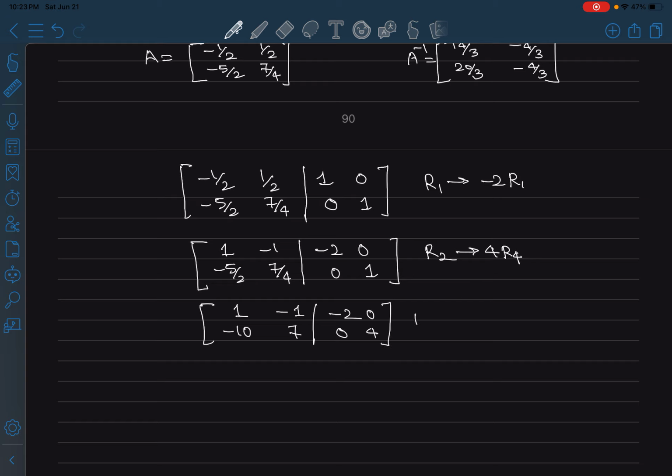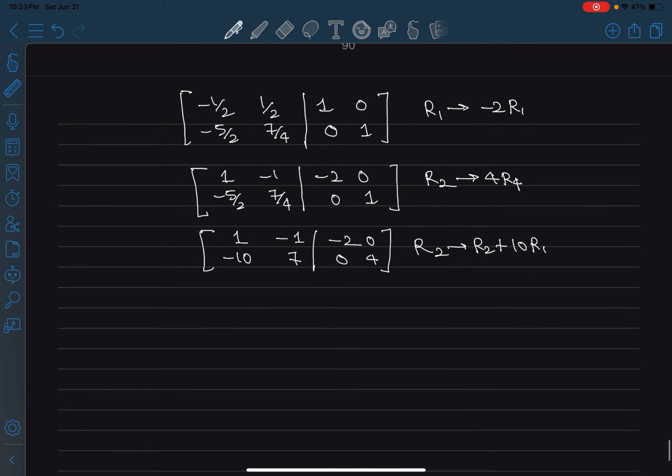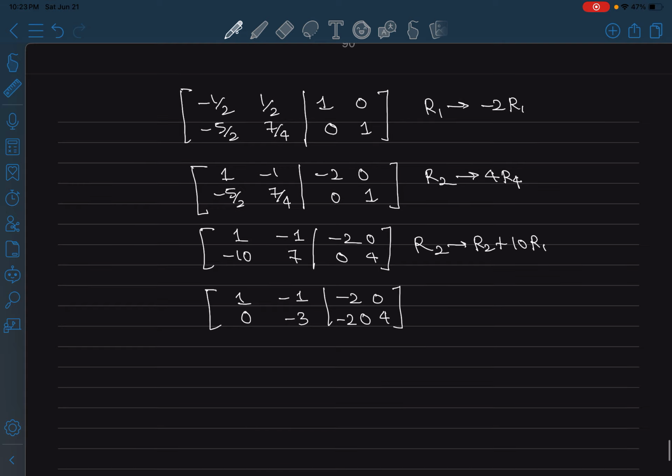Now I can try to eliminate things. So row 2 becomes row 2 plus 10 times row 1. That gives me 1, minus 1, negative 2, 0. So this is 0, negative 3, negative 20, and 4, right? Is that good? Oh, no, it's not. Wait, it is. Okay, 10 times negative 2, plus 0... negative 3, yeah. Okay, I think it's good, let's go ahead.